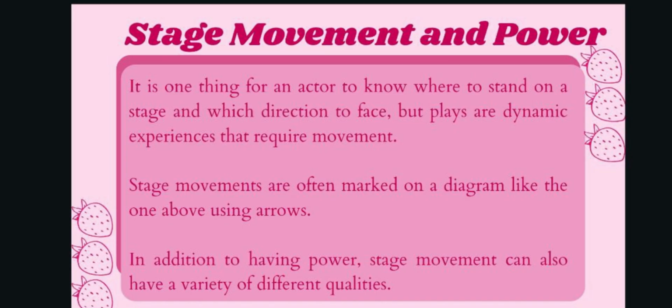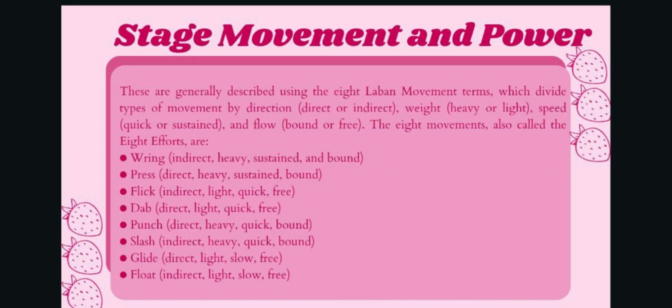In stage movement and power, actors must not only know where to stand, but also how to move during scenes. Since plays are active and energetic, movement is often mapped out with arrows and other symbols on stage diagrams. Movements also have different qualities, which can add emotion or meaning to a performance. These are generally described using the 8 Laban movement terms.